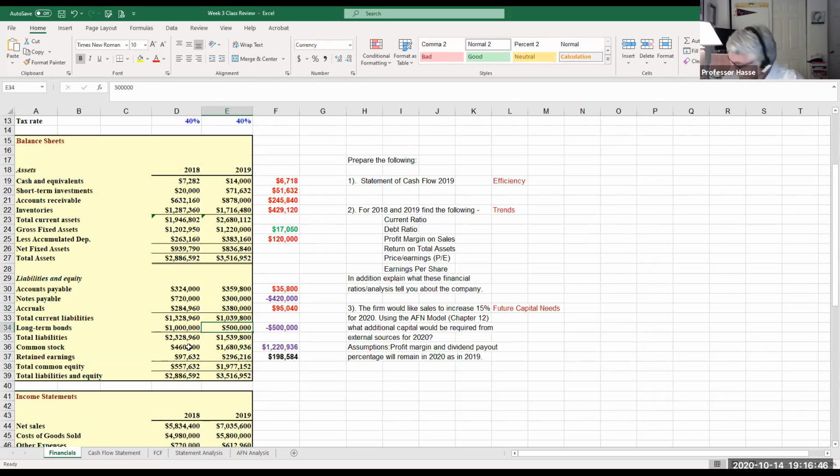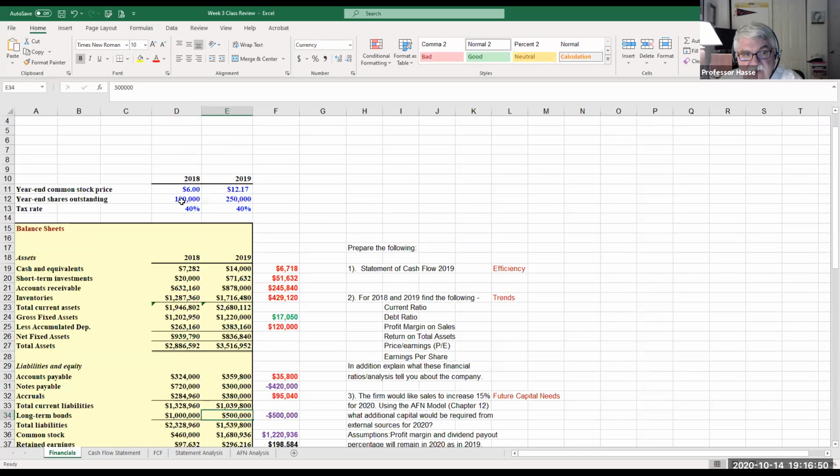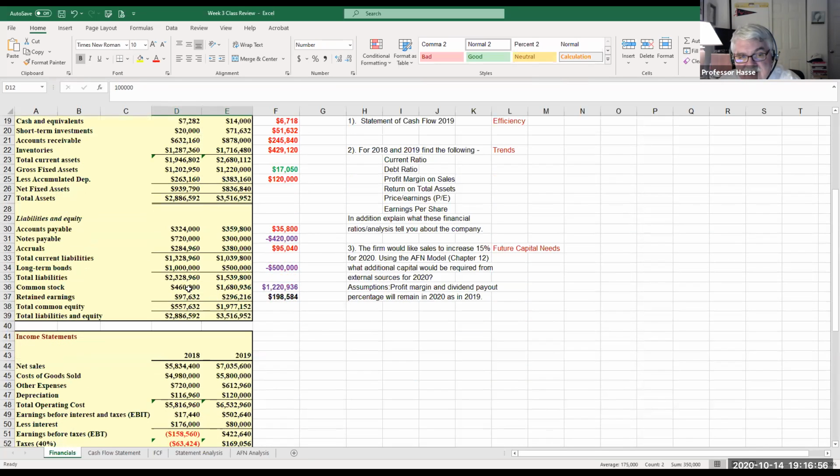They increased and got some more cash in by issuing 150,000 more shares of stock. How much money did they get? $1,220,000. So that's cash coming in.